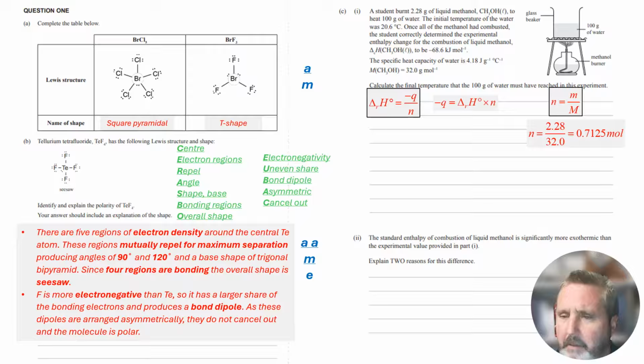I plug my numbers into here, and I work out that there are 0.07125 moles. Now notice I've put this to 4 significant figures. That's fine because it's a working answer. I'm going to round it to 3 at the end. So now I know this is 0.07125. I can place it into here along with the delta H that I get from the combustion equation. This is the enthalpy for this combustion equation.